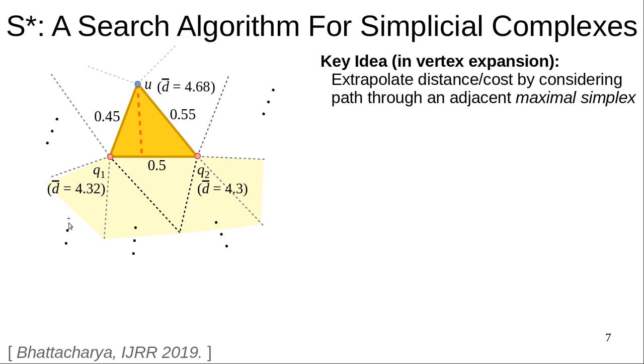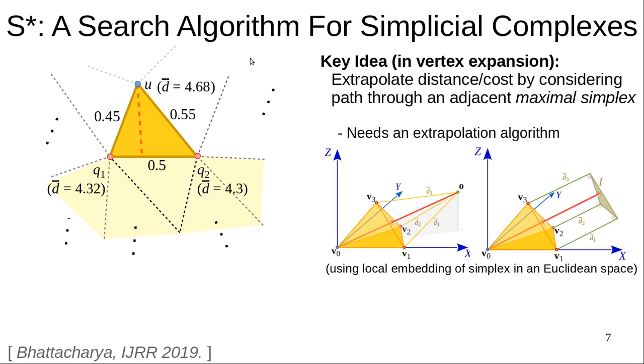So we know the G scores of Q1 and Q2, for example. Here we are trying to figure out what will be the G score of U based on the lengths or cost of the edges that make up that simplex. So for that we need an extrapolation algorithm, and the idea behind the extrapolation algorithm is to embed this simplex in a Euclidean space, right? So the way we extrapolate this is by embedding the simplex in a Euclidean space, and then if we know the G scores, everything is being embedded locally in a Euclidean space.